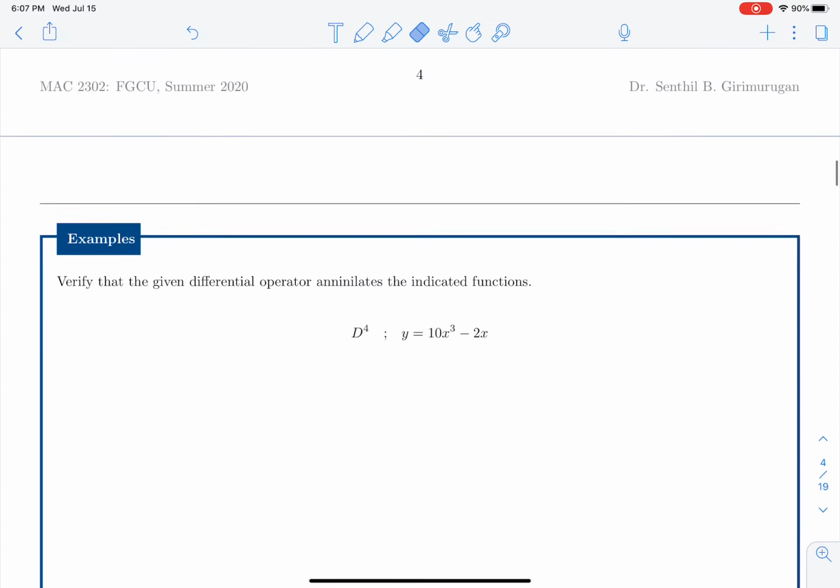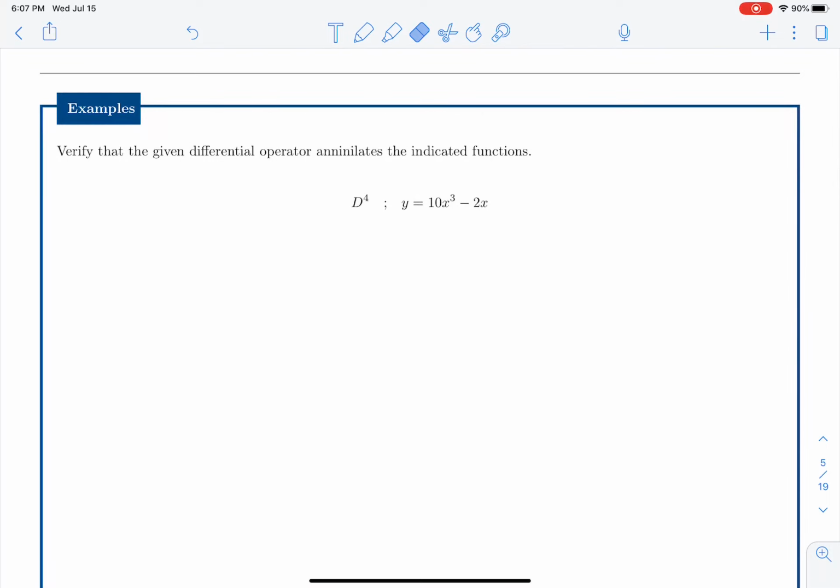Now we want to verify if the differential operator annihilates the indicated functions. Now we know D to the 4 will annihilate any polynomial of degree less than or equal to 3. So it has to get rid of x cubed, it will get rid of x. So let's see if it works.